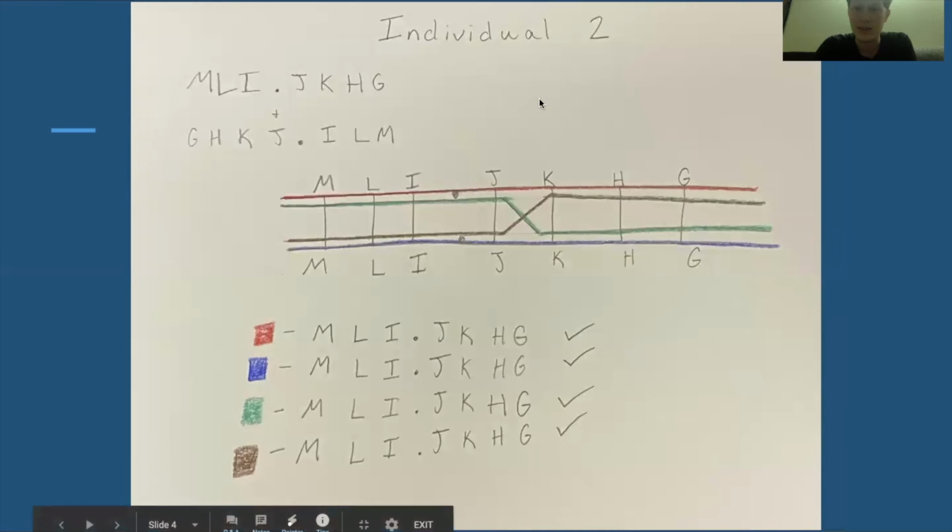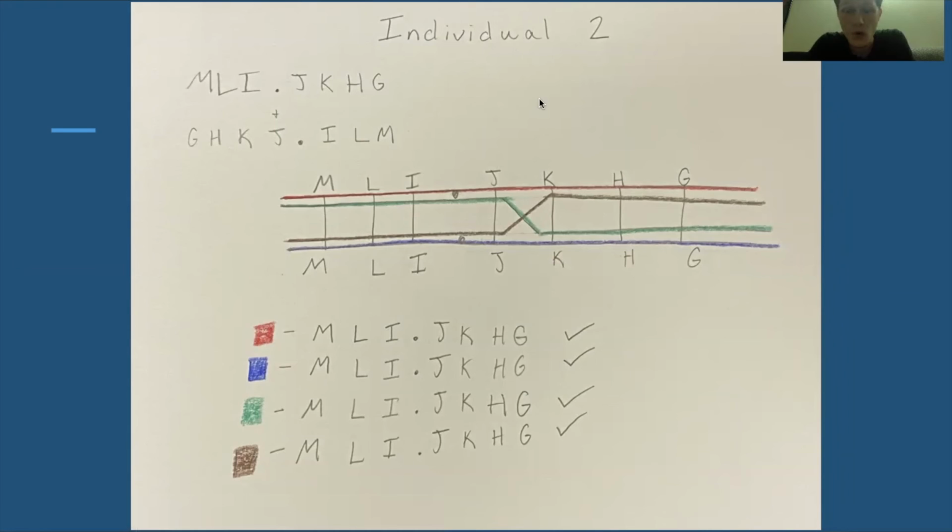So for the next individual, you can see the parent chromosomes up here in the left-hand corner again, and all you have to do is flip the bottom one in this case, and it is the exact same as the top one, but there is a crossing over that occurs in J and K.